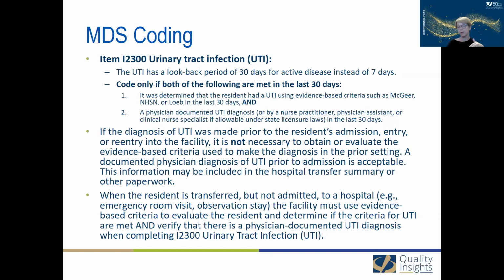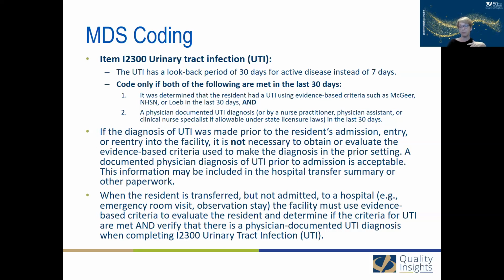In order to take credit on the MDS for a UTI, two things have to be present. First, you have to have the documentation that it was determined that the resident had a UTI using evidence-based criteria like NHSN or McGeer's. And that has to have been within the past 30 days. The second thing you need is a documented physician diagnosis within the last 30 days. That diagnosis can be written by the physician, a nurse practitioner, or a PA.